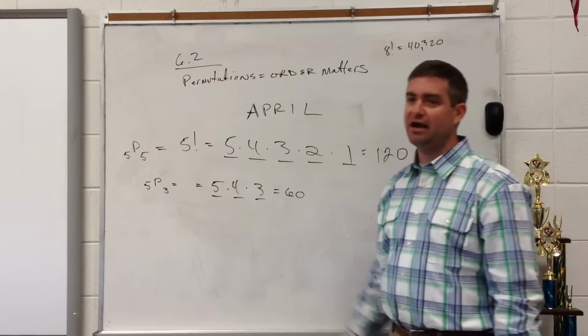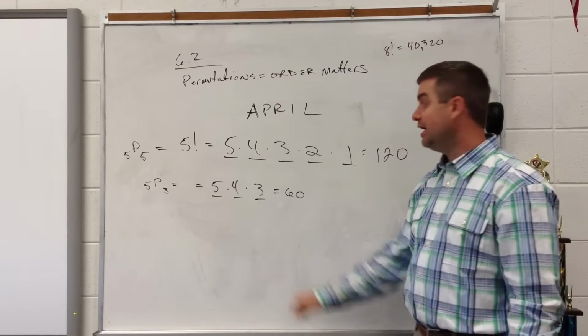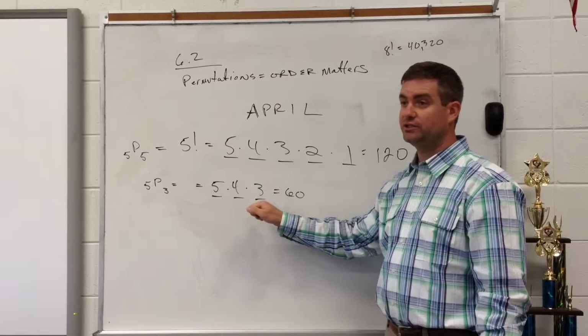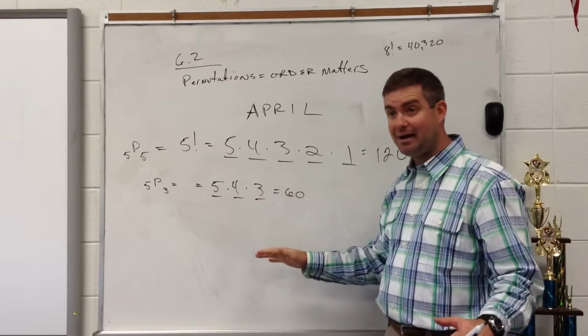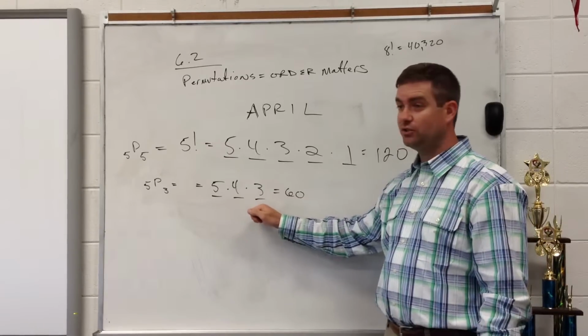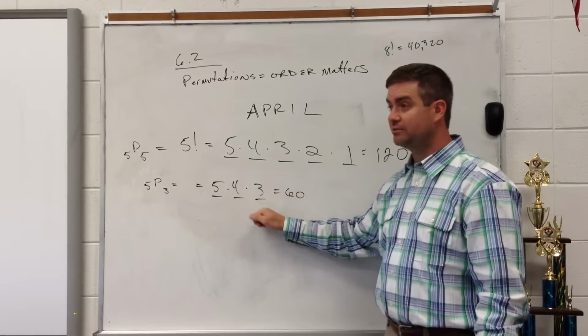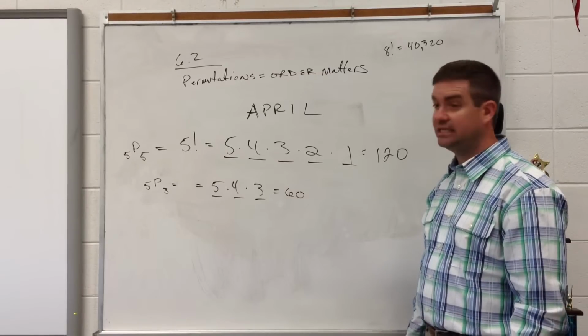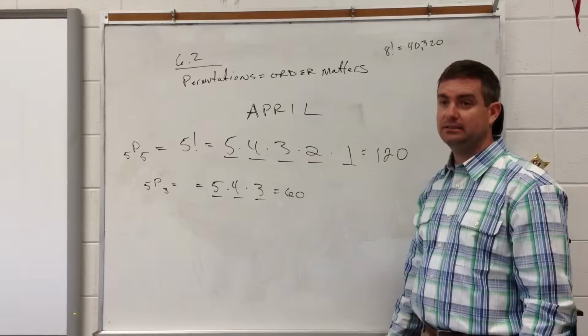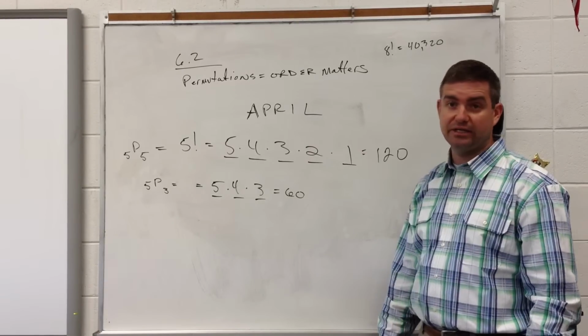The first slot, you've got 5 choices. In the second slot, you only have 4 choices. In the third slot, we stop, and we only have 3 choices. 5 times 4 times 3 is 60. 20 times 3 is 60. Okay, questions? I'm ready to do another example.